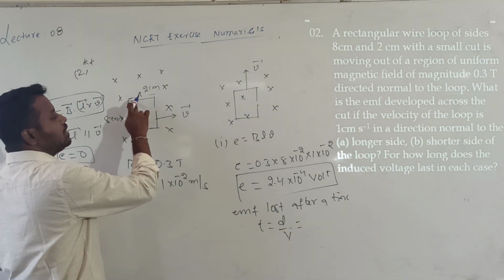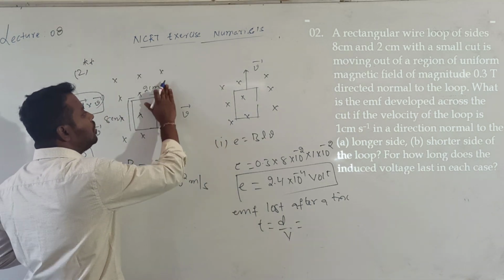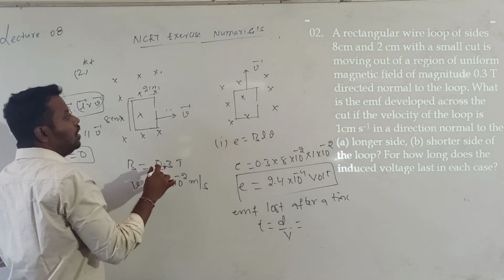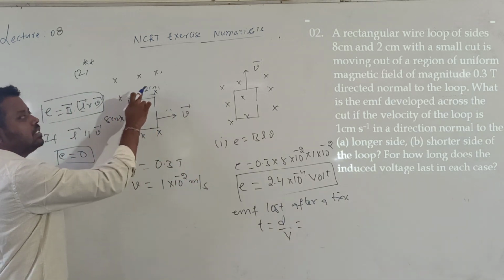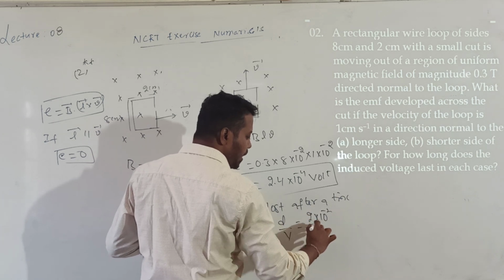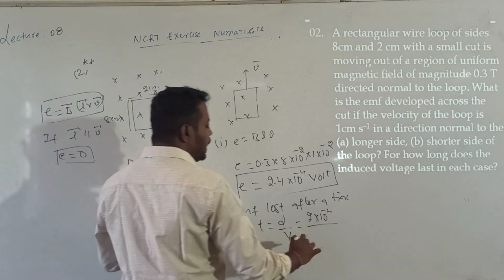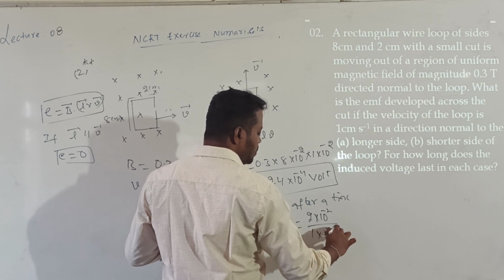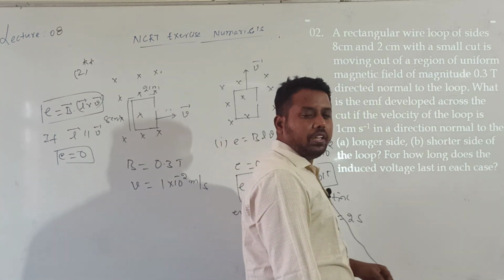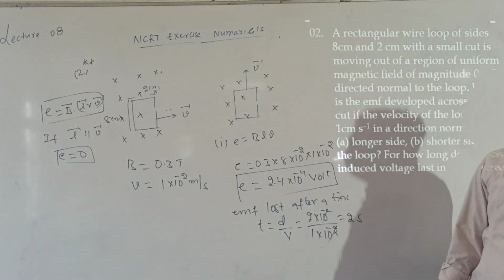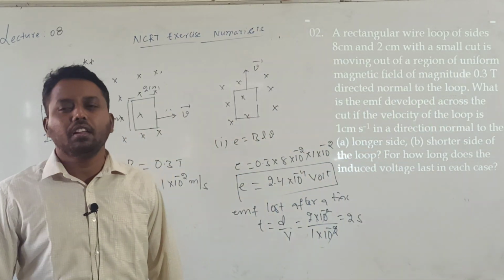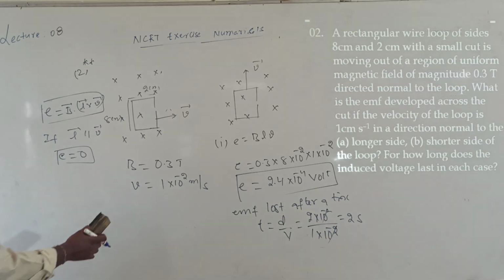Here, how much distance does it have to move to come out completely? For example, the magnetic field is extended up to here only. To completely come out, it should travel a distance of 2 centimeters. That is 2 into 10 power minus 2 by the velocity value, given as 1 into 10 power minus 2. So 10 power minus 2 cancels, and we get 2 seconds. Within 2 seconds, what happened to the induced EMF? It is lost. The induced EMF will last within 2 seconds. So this is the first case.